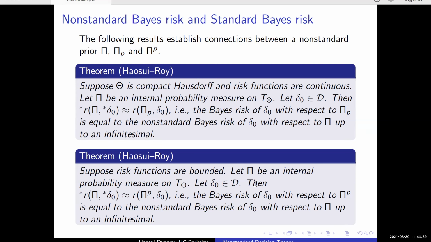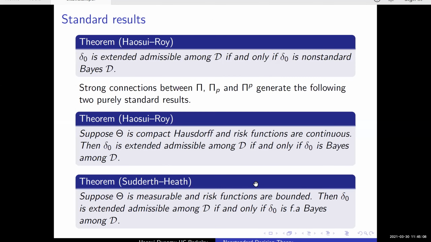The second theorem reveals the connection between the original probability measure and its internal pushdown. The theorem says that if the risk functions are bounded, and if pi is an internal probability measure on the hyperfinite parameter space, then the Bayes risk of delta with respect to the internal pushdown is equal to the non-standard Bayes risk of delta with respect to the internal probability measure pi, up to an infinitesimal. With the help of these two results and our main theorem, which established the equivalence between extended admissible and non-standard Bayes for any decision problems, we obtain the following two purely standard results.